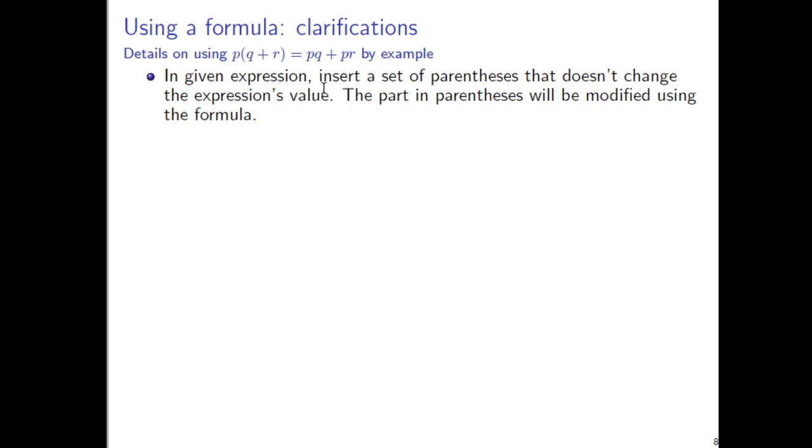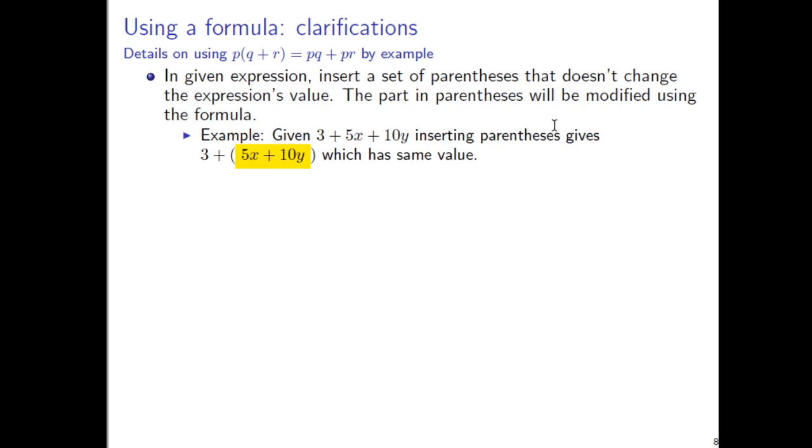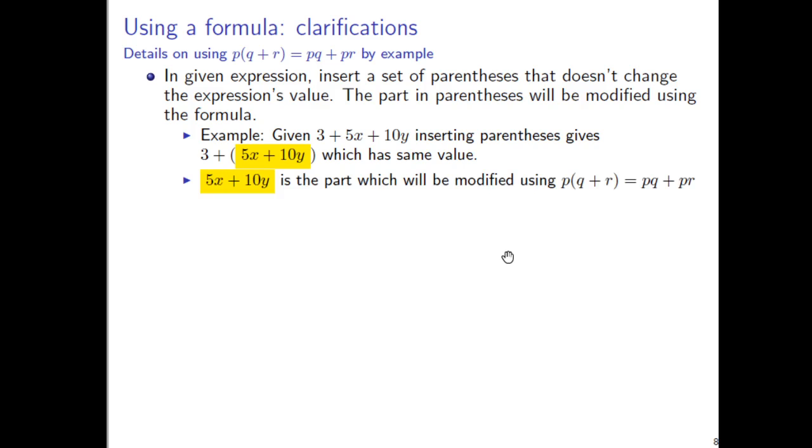Okay, so in a given expression, what you should do is insert a set of parentheses that doesn't change the expression's value. That's a key thing, and we did in earlier assignments talk about, can a set of parentheses be inserted without changing the value of the expression? Then the part in parentheses will be modified using the formula. So for example, let's say you have this given expression, 3 plus 5x plus 10y. You can insert parentheses here just around the 5x plus 10y part, and that's not going to change the overall value because one thing's being added to another is being added to another.